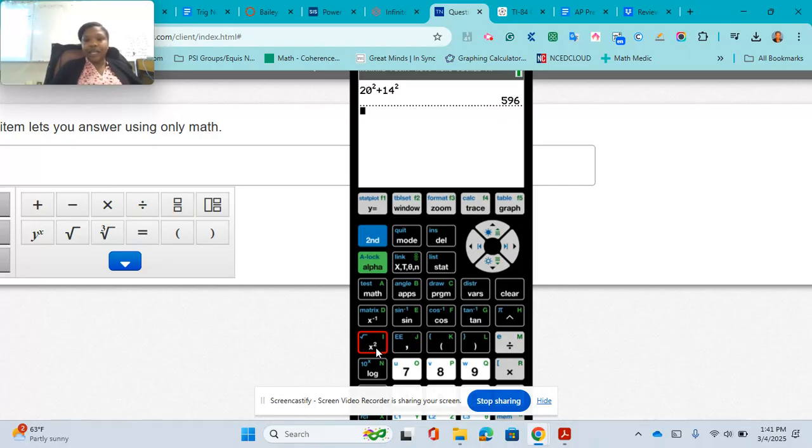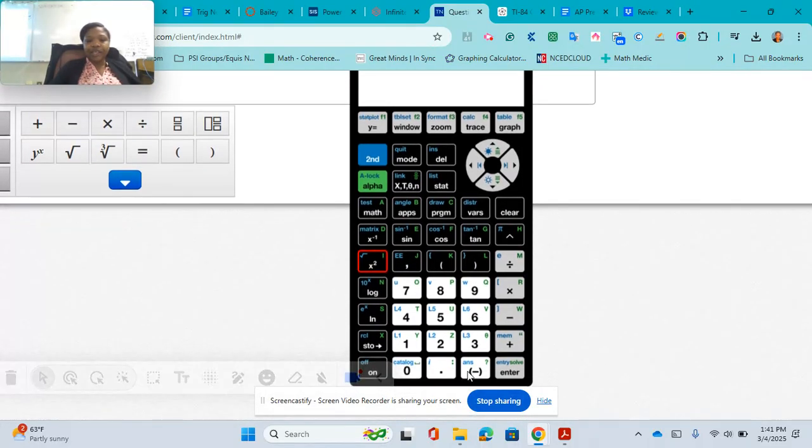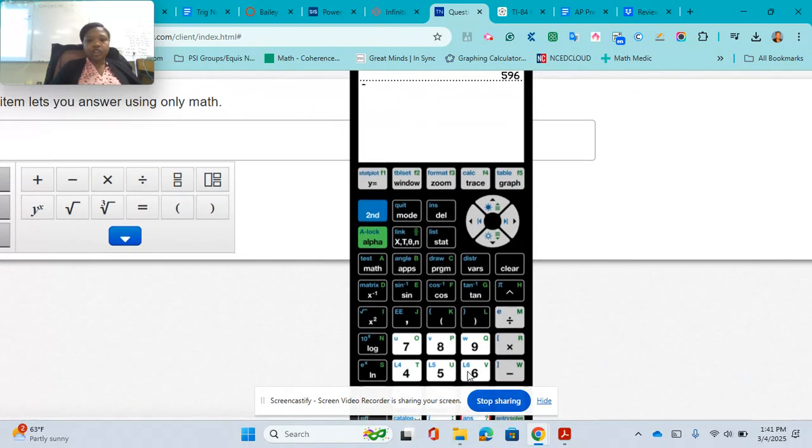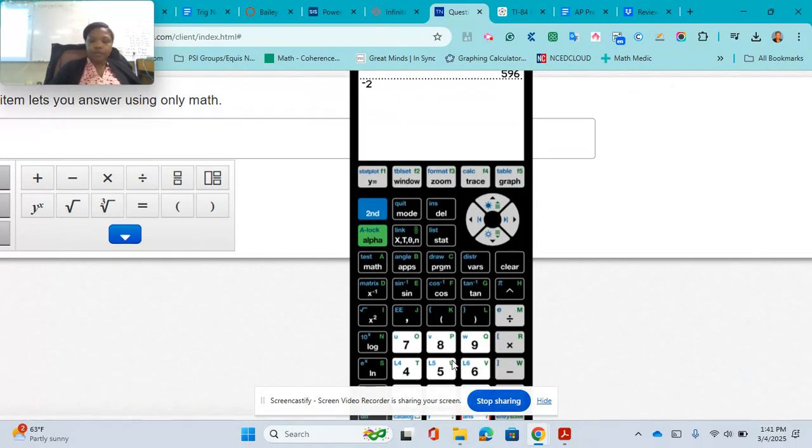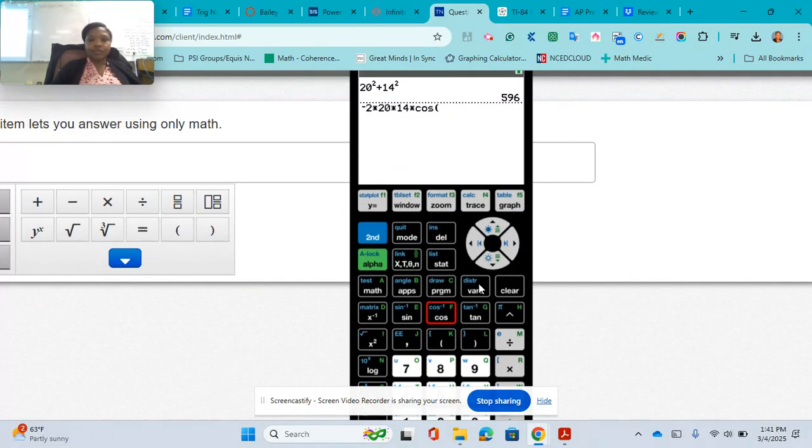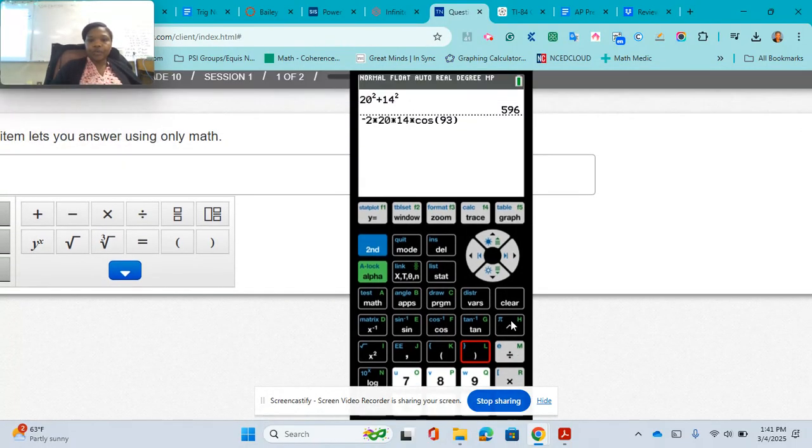Then we're going to do the negative 2. Press negative 2 times 20 times 14 times the cosine of 93 degrees. Press enter, and we have 29.3081.